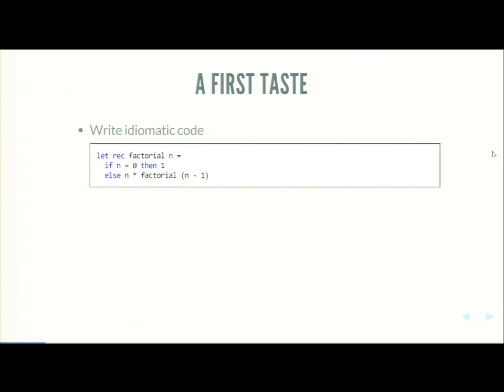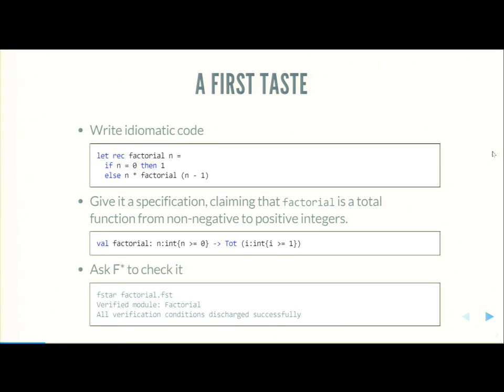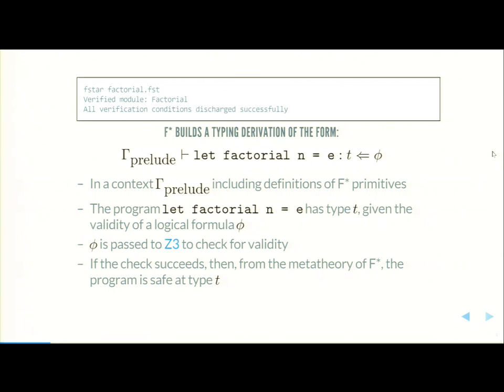To give you a first taste of F-star on a very simple program, you write factorial like this. The syntax looks a bit like F-sharp or Caml Light. And you can give it a specification. This specification says that factorial is a total function, which if you give it an integer greater than or equal to 0, is going to give you back an integer that's greater than or equal to 1. So the Tot there on the arrow indicates that it's a total function. And then you can ask F-star to check it, and it checks it, and it's happy.